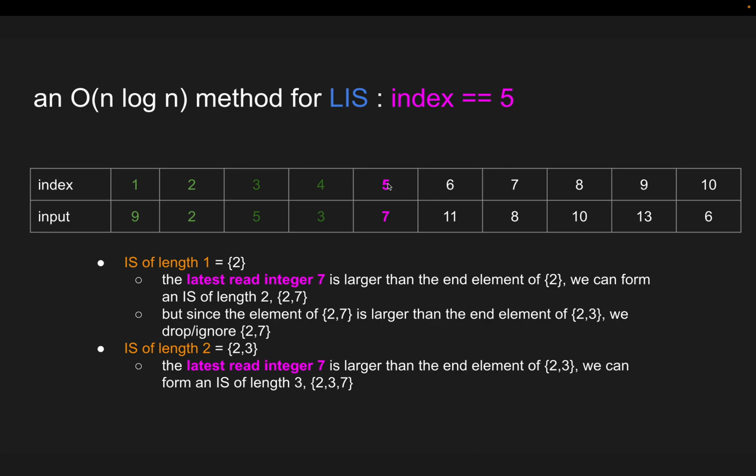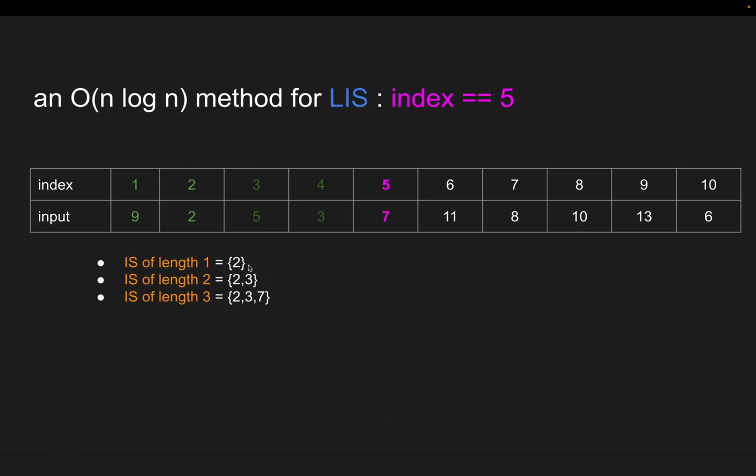We again read the fifth position, which is 7. 7 is larger than 2, so we can add 2 7, but the end element, which is 7, is larger than 2 3, so we just drop 2 7. Again, 7: if we want to form an increasing subsequence of length 3, we try to add 7 to the end of the increasing subsequence of length 2. So 2 3 7. Okay, this newly formed increasing subsequence is of length 3.